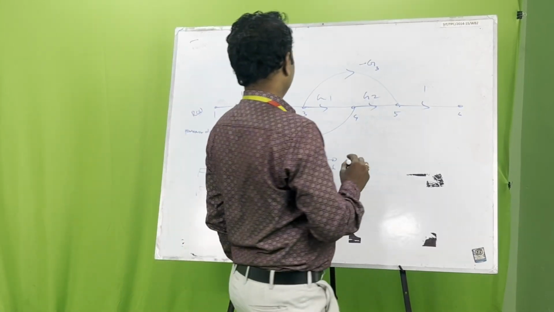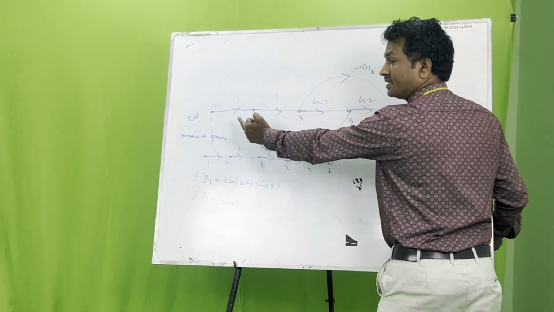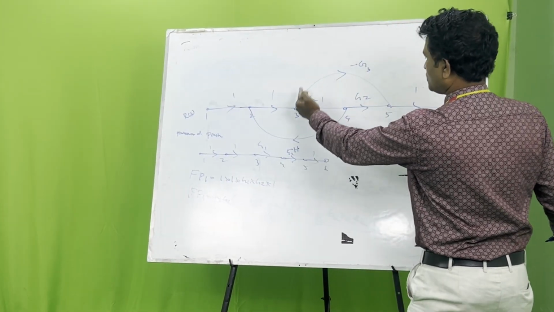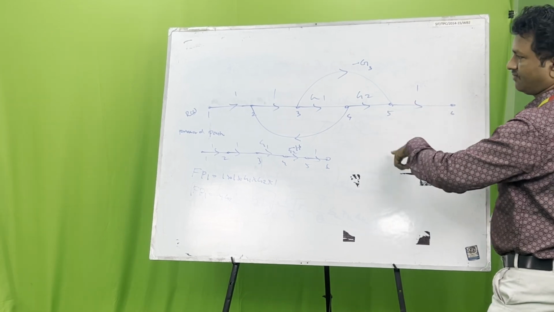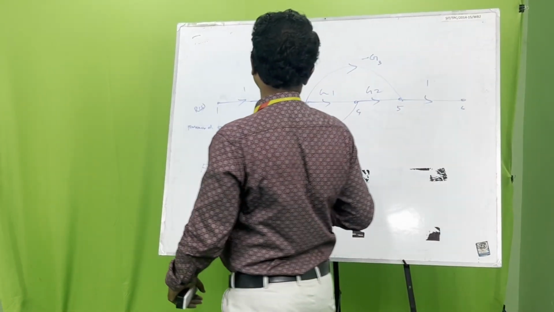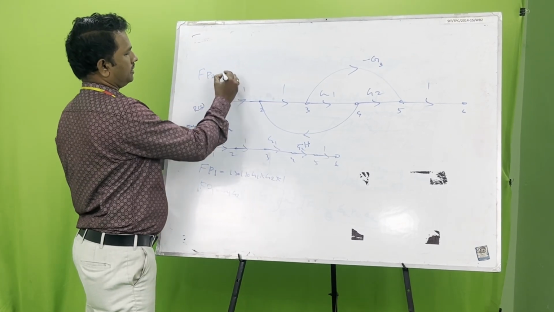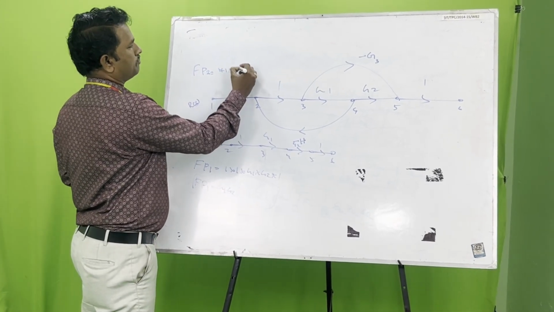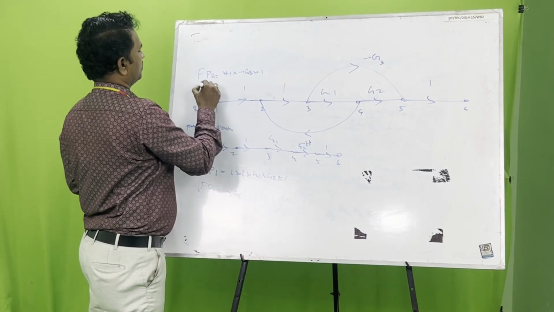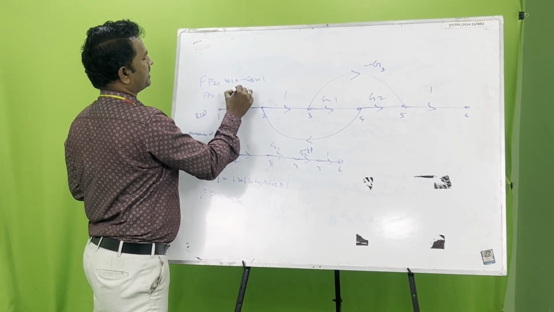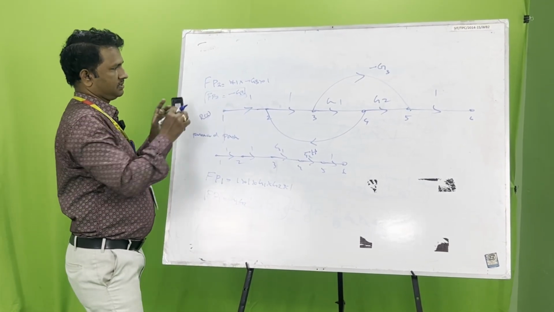Second forward path: the starting point is 1, then 2, goes to 3 to 5 and then to the output. It is another forward path. Therefore forward path 2 is equal to 1 into 1 into minus G3 into 1, so forward path 2 equals minus G3. Totally, in this figure there are two forward paths.